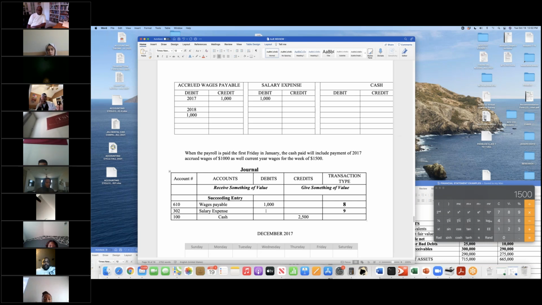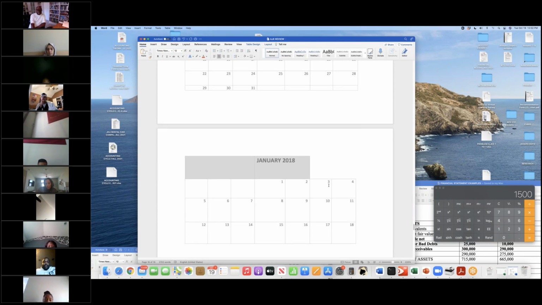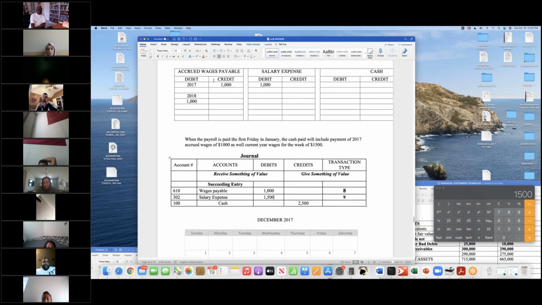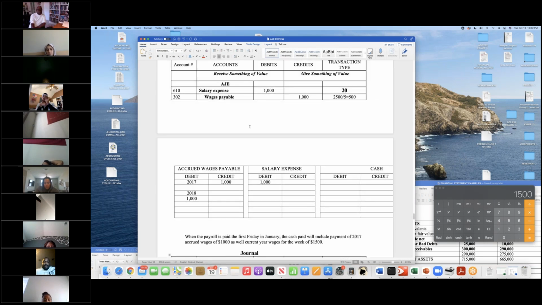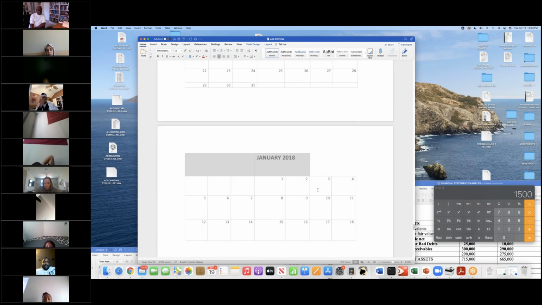Then for the 3 days they worked during the year, how much is that going to be? $1,500. So the workers are going to demand $2,500 on January 3rd. You would not want less than $2,500. So we just pick up this $1,000 that we accrued in our adjusting entry for the prior year, and we pay the liability, type 8. Then we pay the 3 days in the current year that they'll work. First, second, and third, we pay those days.